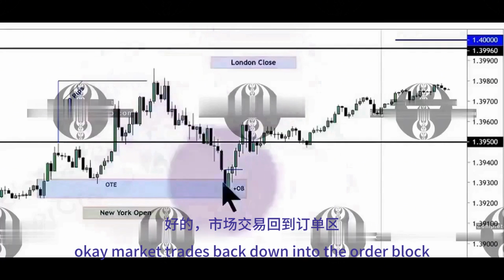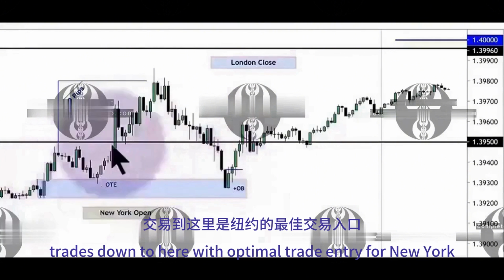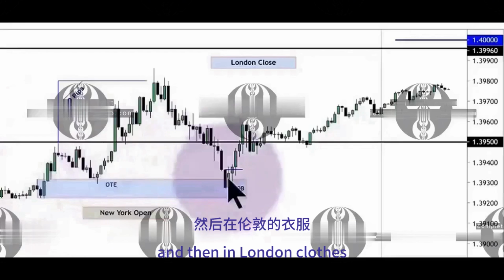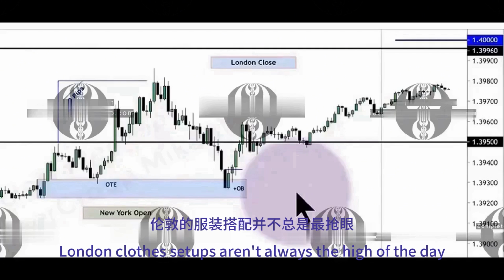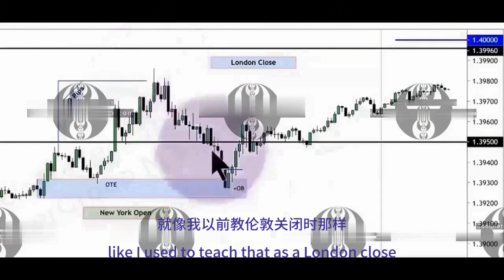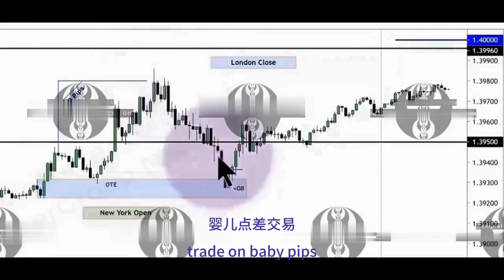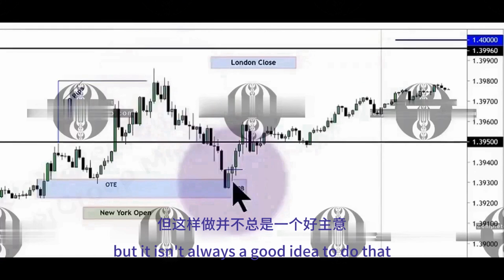Okay. Market trades back down into the order block. So we have the initial order block here, trades down to here with optimal trade entry for New York. And then in London close, remember what I was mentioning before about how London close setups aren't always the high of the day when it's been bullish and you can do counter trend shorts. Like I used to teach that as a London close trade on Babypips. That's a small little scalp, but it isn't always a good idea to do that.